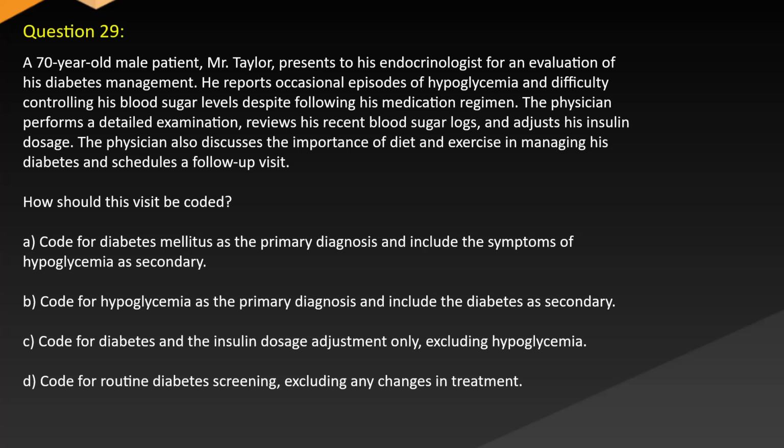How should this visit be coded? A. Code for diabetes mellitus as the primary diagnosis and include the symptoms of hypoglycemia as secondary. B. Code for hypoglycemia as the primary diagnosis and include the diabetes as secondary. C. Code for diabetes and the insulin dosage adjustment only, excluding hypoglycemia. D. Code for routine diabetes screening, excluding any changes in treatment.